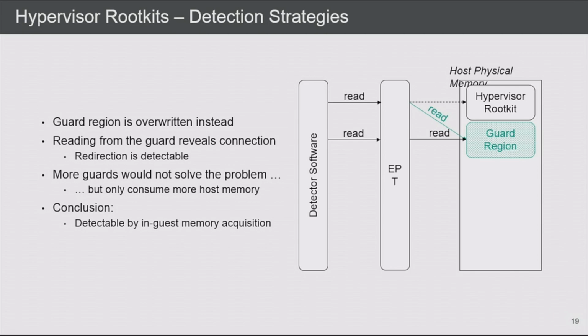detect the redirection mechanism. And obviously, more guards would not solve the problem, since we could use the same detection mechanism to detect connections between guards too. So they would only consume more host memory, and it's not really feasible. To conclude, hypervisor rootkits are even detectable by in-guest memory acquisition, despite the usage of physical memory virtualization.